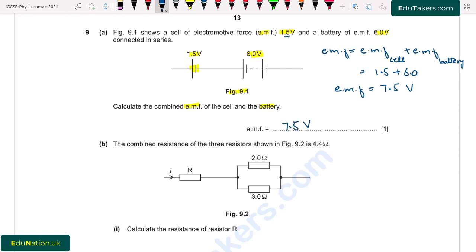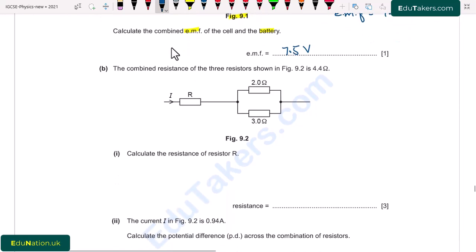Part B. The combined resistance of the three resistors shown in 9.2 is 4.4 ohms. So this is the combined resistance of these three resistors. Part 1. Calculate the resistance of resistor R. We have to calculate this resistance. So in this combination we can say that the 2.0 ohm and 3.0 ohm resistors are connected in parallel, and this parallel combination is in series with R. So first of all we have to calculate the combined resistance of this parallel combination.